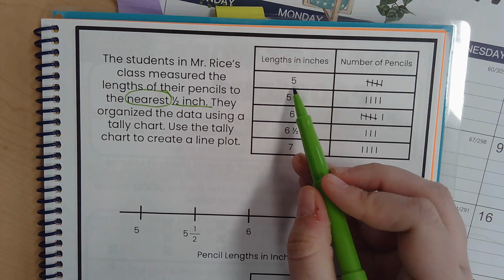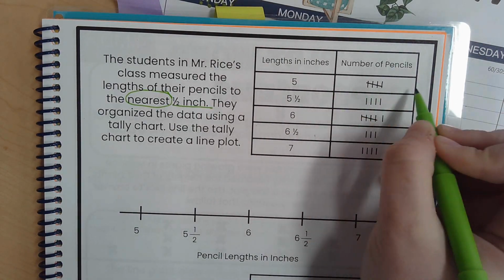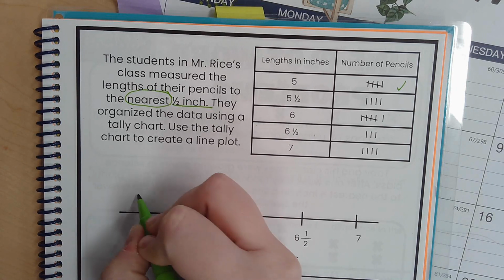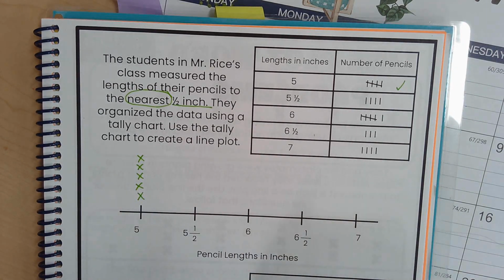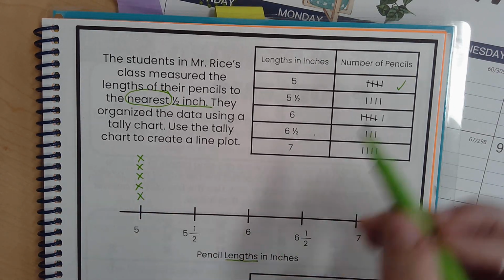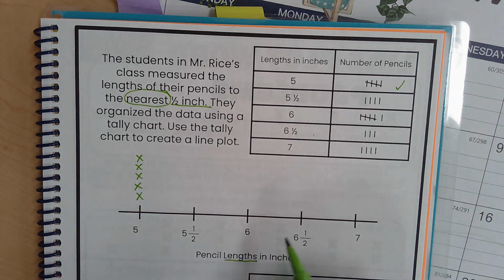So let's start with 5 inches. So that's right here, and we're gonna see that there are 5 pencils. So I'm just gonna put a little check mark to tell myself that I already did 5. So 1, 2, 3, 4, 5. So this time we're talking about the length of the pencils. So each X would be how many pencils.